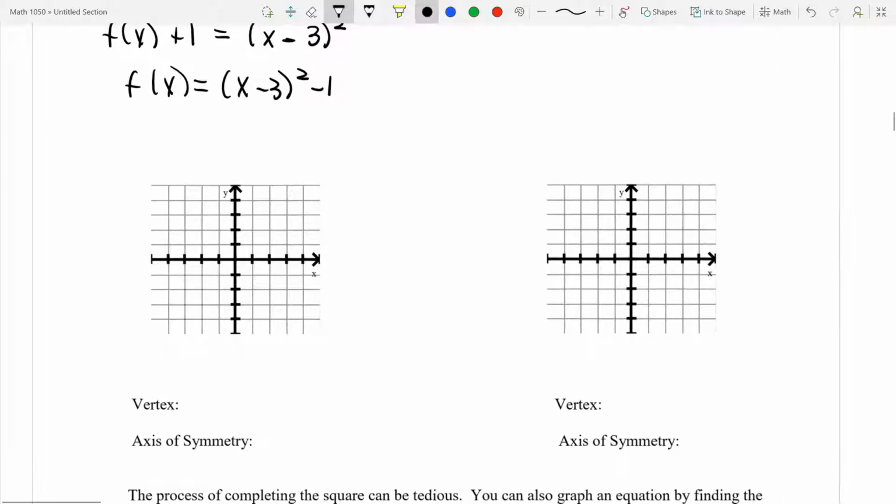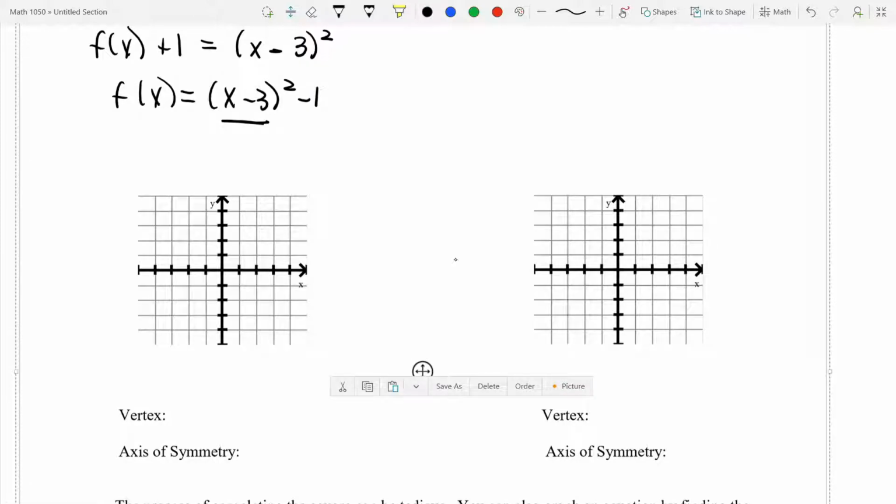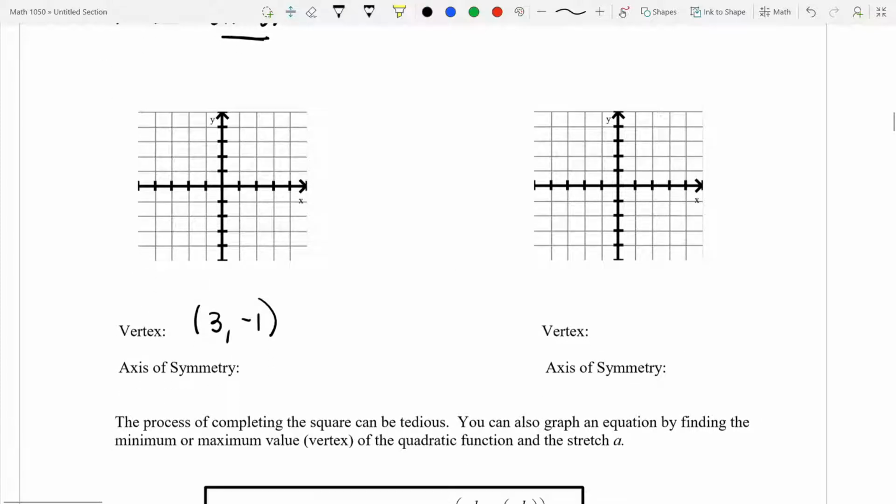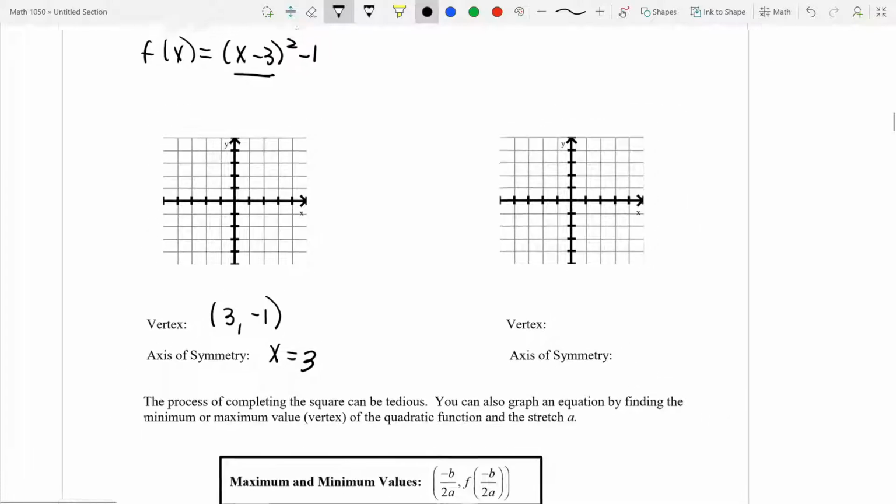Okay, let's do the vertex. The h is here, but remember the x lies. So my x coordinate of the vertex is a 3. The y coordinate is a -1. The axis of symmetry is always x equals what on this one? It's whatever the x coordinate is, 3. Good.